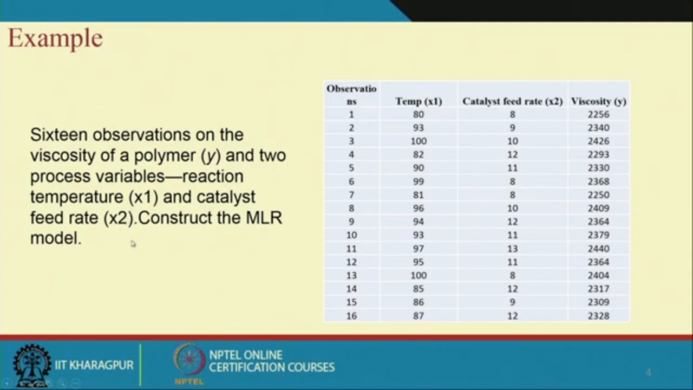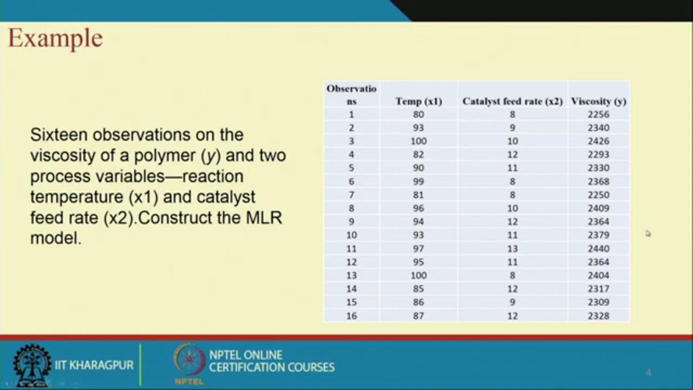And those things can be tested once the experiment is done over and the data is collected. Suppose the experiment is conducted and you have 16 observations, with different temperature and different catalyst rate, and your viscosity values are like this. So, you see that the y values are changing, and this may be because of change in temperature and change in catalyst rate. And if they are linearly related, then we can develop a multiple linear regression.